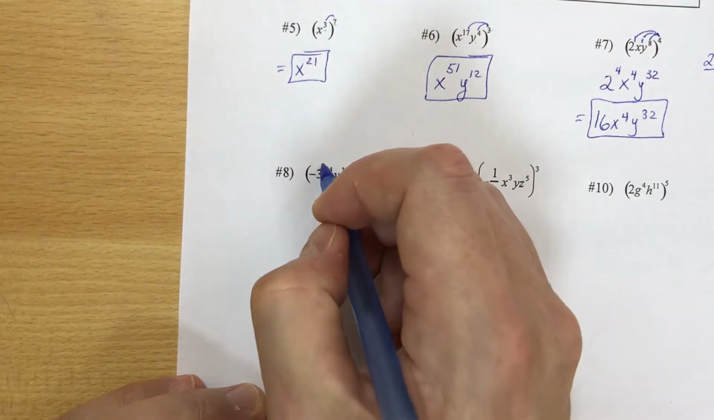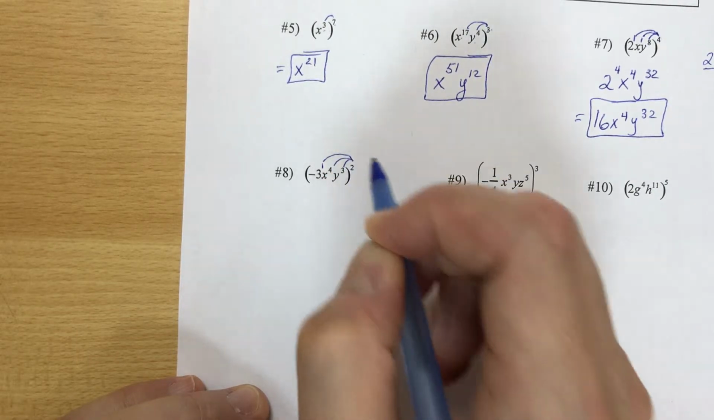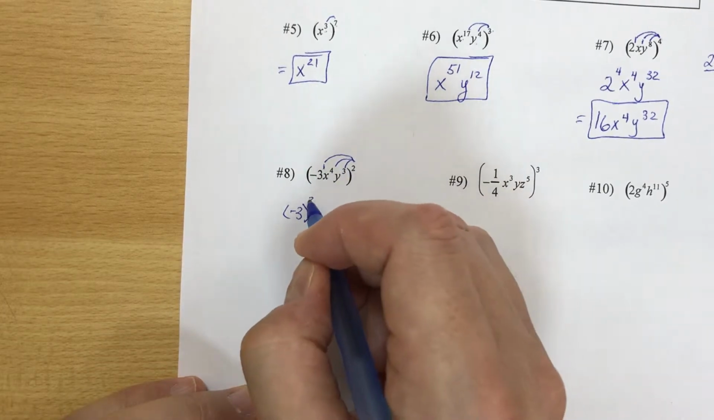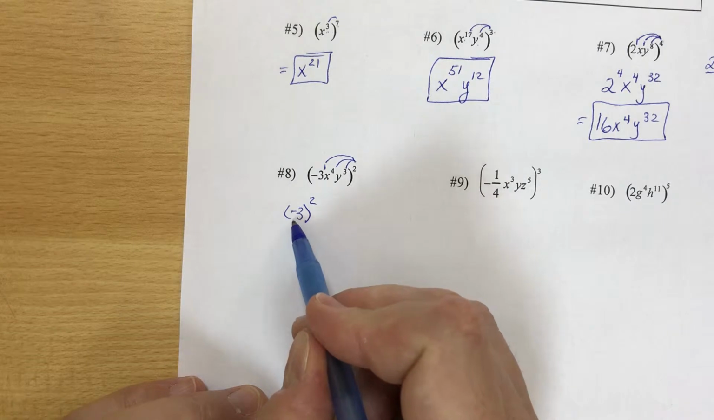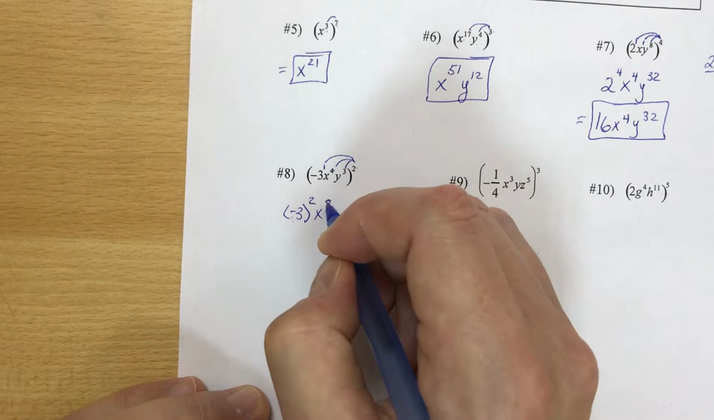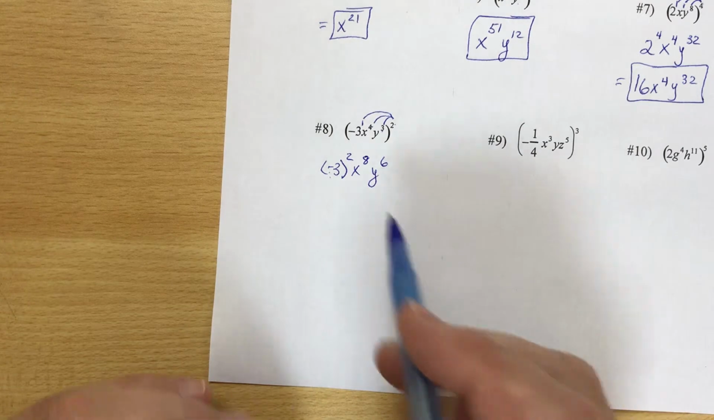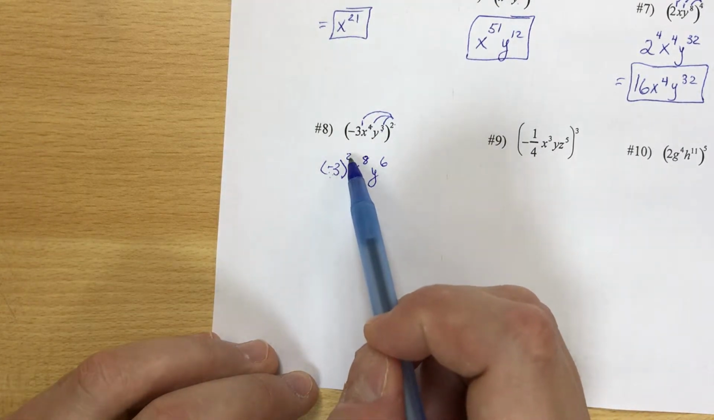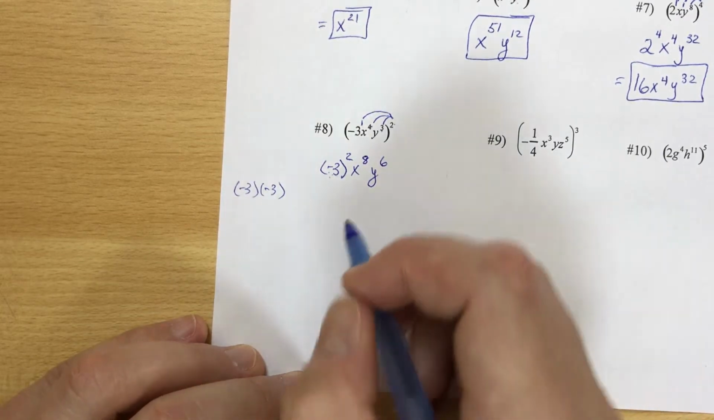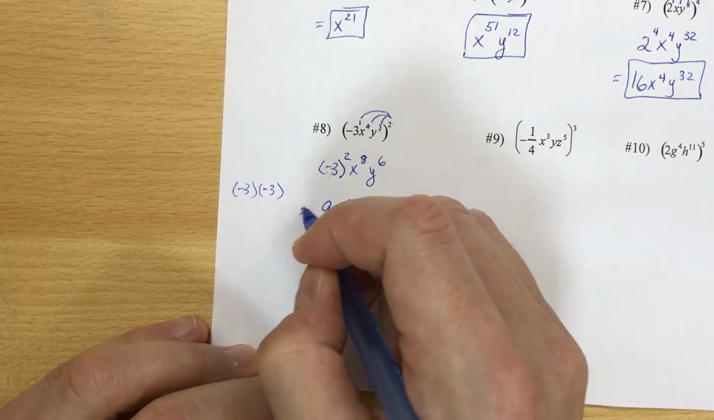Number 8, take the outside exponent, distribute to all the exponents inside. Now this is negative 3 to the second. I'm going to use parentheses because of this negative. X raised to the 4 times 2 is 8. Y raised to the 3 times 2 is 6. Now I talked about this last lesson. You need to be careful. When you square a negative, that means a negative times a negative. That is a positive 9. X to the 8th, y to the 6th.